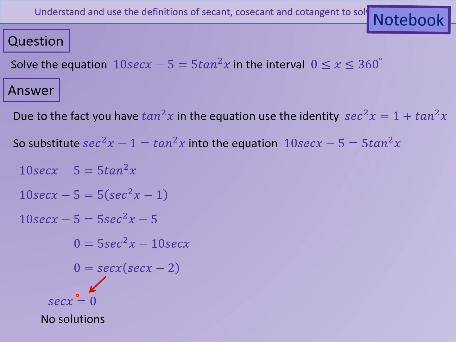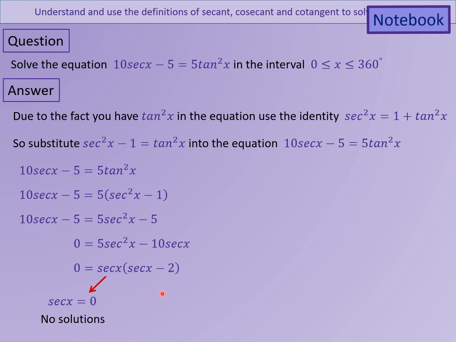Interestingly, that first one, sec x equals 0, has no solutions because, as I said before, sec x can't equal 0. The range of sec x is 1 and up or minus 1 and down. It does not have any solutions in the middle. So that one I can ignore.